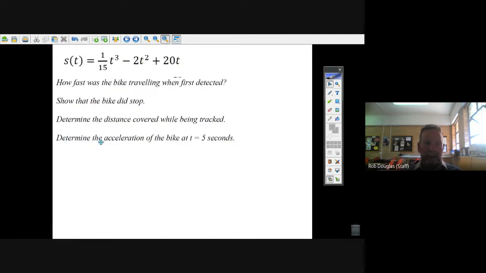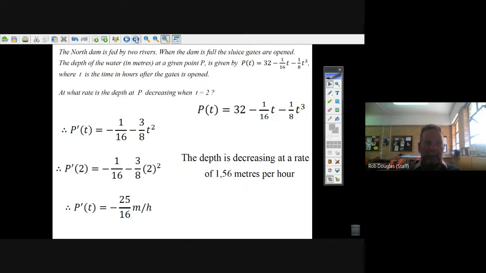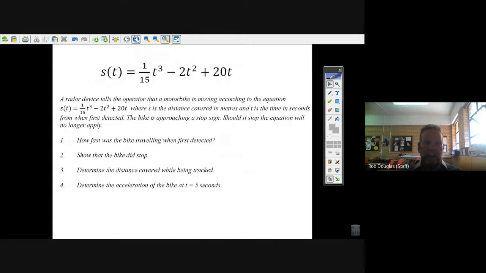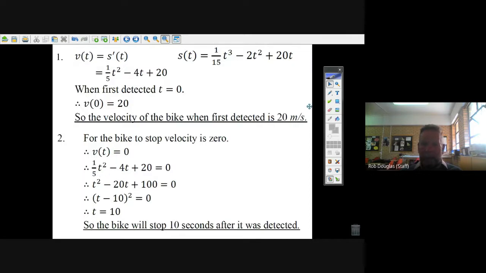About acceleration. Determine the acceleration of the bike at 5 seconds. Well, if I take the derivative of the distance one, I get this one here, velocity. But if I take the derivative one more time, I'll get acceleration. So that's what I've got to do. Sorry for all this flipping around. I've got this equation, 1/5 t squared minus 4t plus 20.